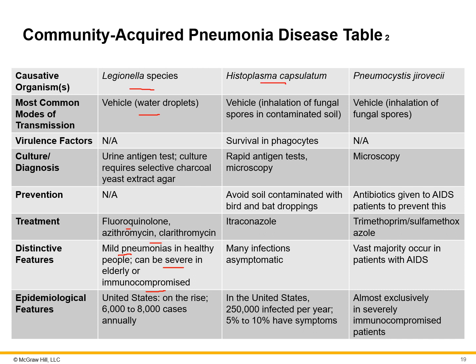Then the histoplasma capsulatum is transmitted by vehicles, so inhalation of those fungal spores. It can survive inside the phagocytes once it has undergone phagocytosis. So prevention helps by avoiding soil that has those droppings. There is treatment with an antifungal, but again, many times it is asymptomatic, except for those who are immunocompromised. And then another fungal cause, pneumocystis jirovecii, again, transmitted by those fungal spores. Treatment by some antifungals, but again, this is typically the one that is most associated with individuals with AIDS.